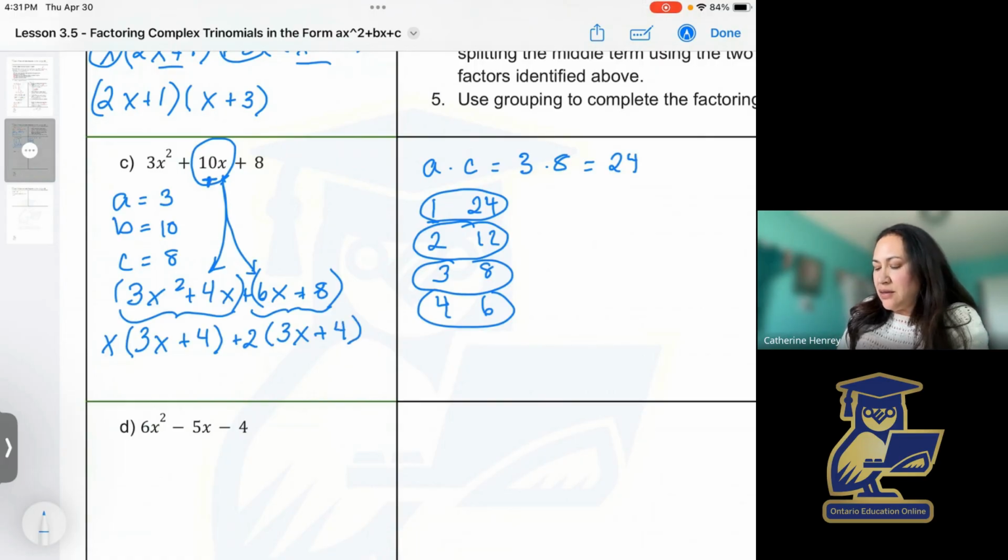Then we see that we have common brackets here and here. So we factor out that common bracket, which is 3x plus 4. And the second factor becomes what's left over, which is x plus 2.